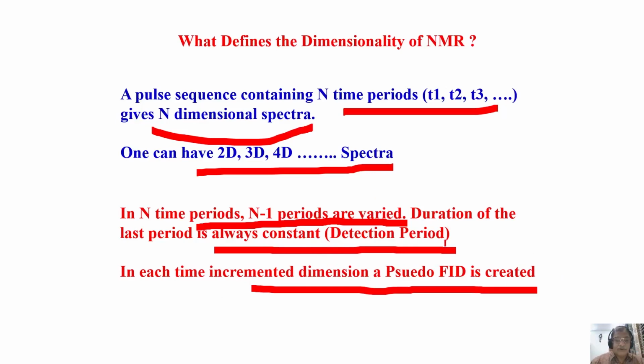Of course, this is a general sequence. Of course, you can keep some of the periods constant depending upon what type of experiment you want to do. There are various possibilities you can think of. Maybe one of them deliberately you can keep constant for getting some information. You can play around. But generally, in n-dimensional data, n minus 1 periods are systematically varied.